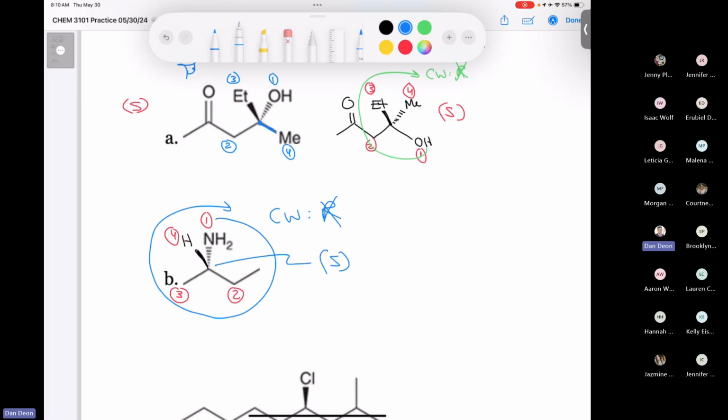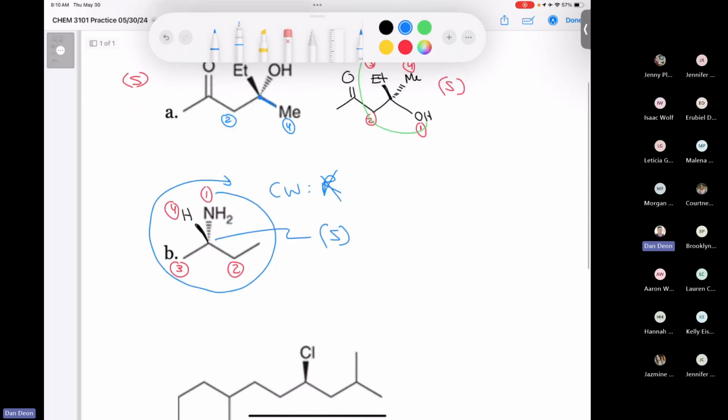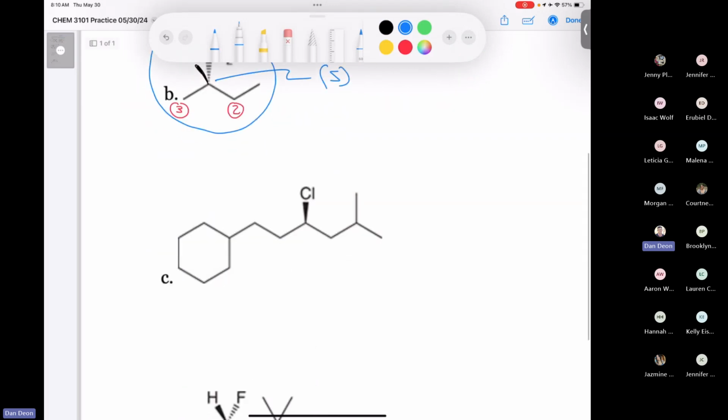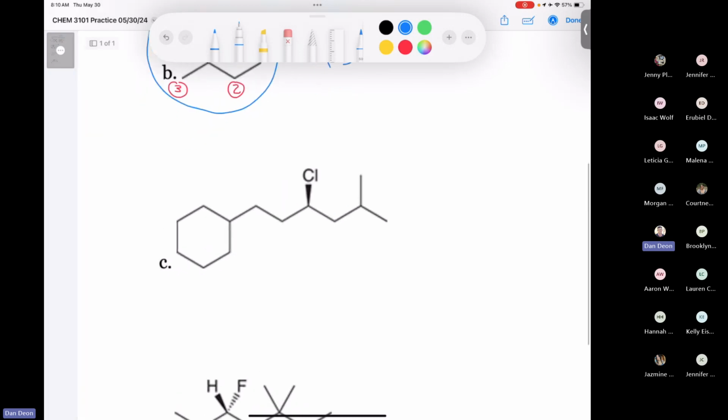Give me a thumbs up if you're with me on that one. And we have a second S compound, okay? And don't hesitate to stop me if you have a question. Okay, all right. So there we go with that one. All right, let's try this one, which is a little more involved, I think.